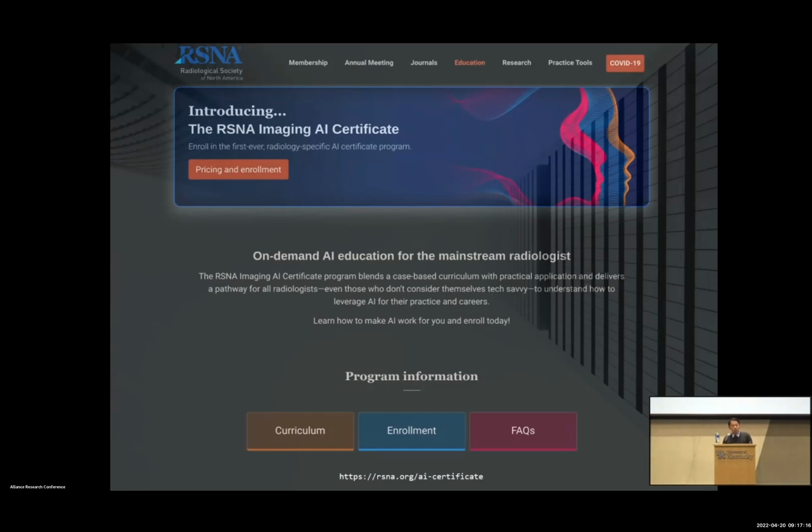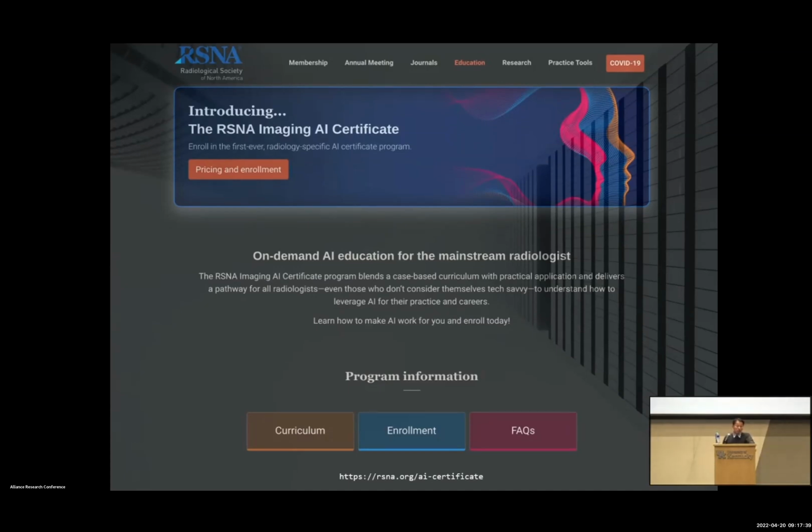I think I'm supposed to talk about AI infrastructure. Is that right, Jennifer? Okay. Before I do that, I want to give a plug for the RSNA AI certificate. RSNA is a big radiology society. The annual meeting is like the biggest meeting in the world, right? It's like 60,000 people.